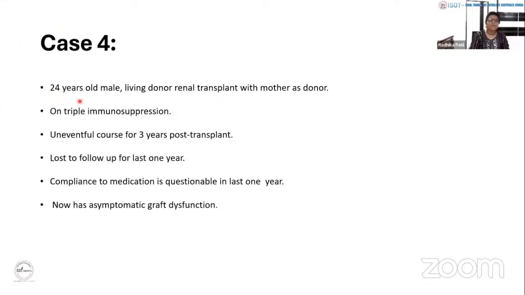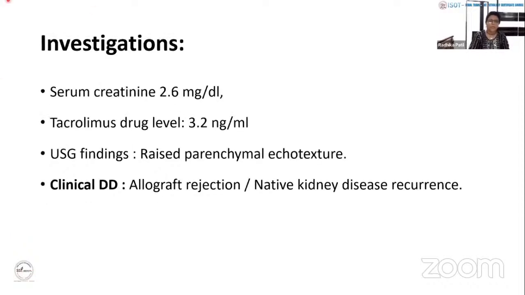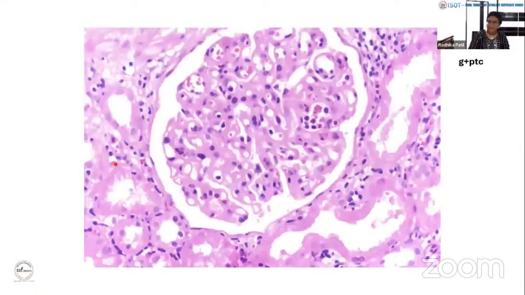Coming to the next case, this is a 24-year-old male, living donor renal transplant with mother being the donor, on triple immunosuppression, uneventful course for 3 years post-transplant, lost to follow-up for the last 1 year, compliance to medication is questionable in the last 1 year, now has asymptomatic graft dysfunction. Serum creatinine is raised to 2.6 milligrams per deciliter, TAC level is reduced to 3.2 nanograms per ml, USG showing raised parenchymal echotexture. Clinical DD is allograft rejection or native kidney disease recurrence.